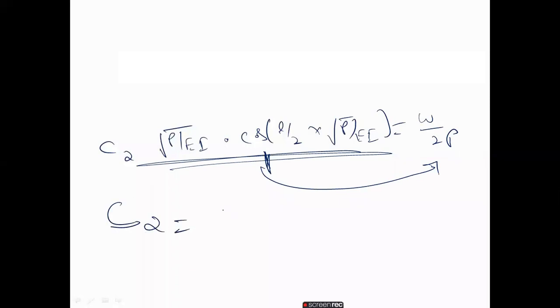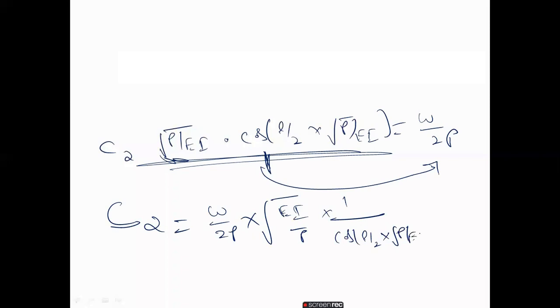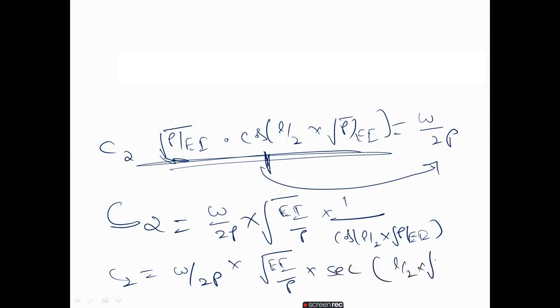If I send this to the right side, the C2 value equals W by 2P into the square root term. If you go to the right side, numerator changes to denominator and denominator to numerator, then 1 by cos L by 2 square root of P by EI. So C2 equals W by 2P square root of EI by P. Then 1 by cos is nothing but secant: secant of L by 2 into square root of P by EI. So now my dear students, this is the C2 value.